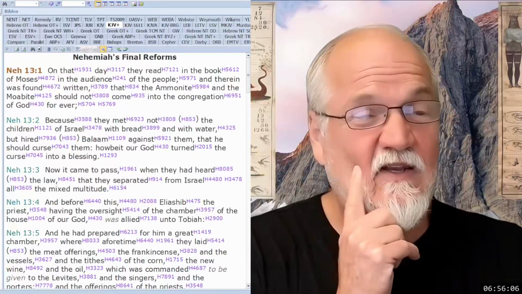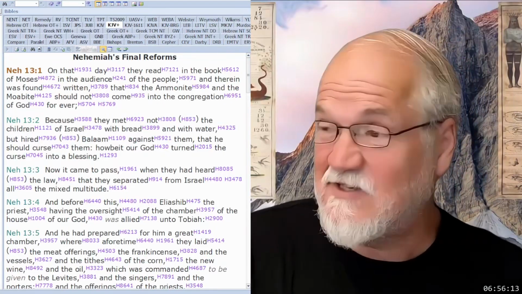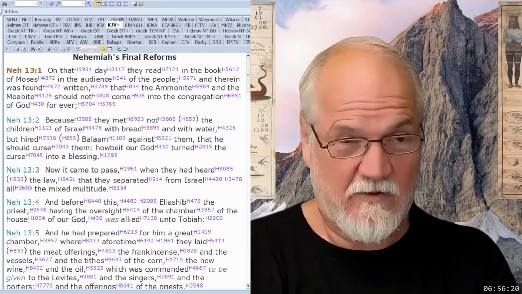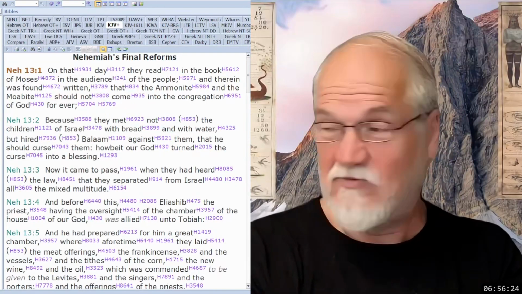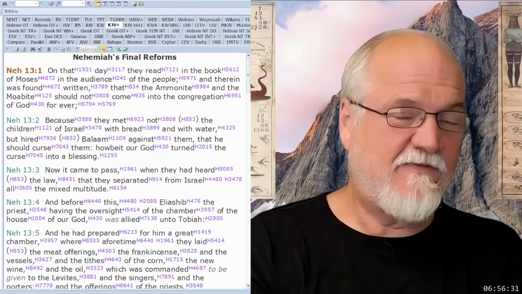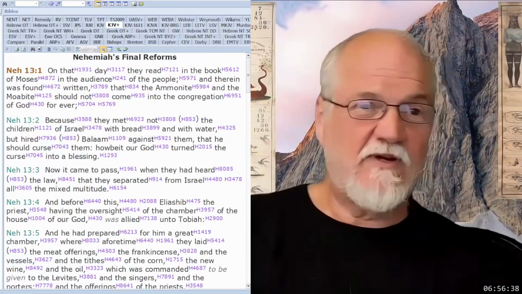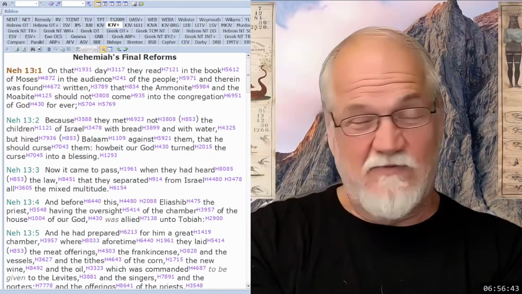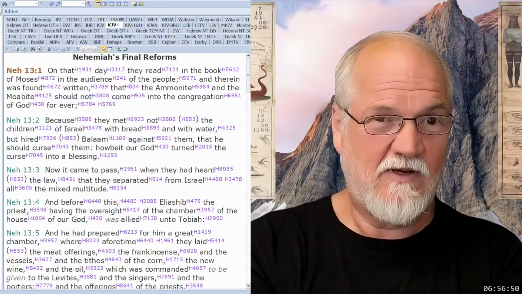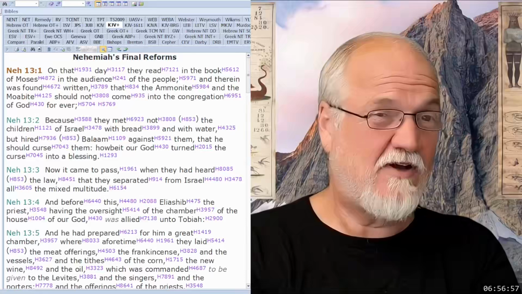Now then we have Nehemiah 13, which is a symbol of rebellion, 12 years later, and this is going to be 4,400 days after the book of the law was read in 444, right? We're saying that on that day they read the book of Moses, the first day of the seventh month. They're not referring back to 444, they're referring to 432. So in 432 BC, they're going to read the book of the law again, just like they did in 444. And this time when they read it, they find that the Ammonite and the Moabite should not come into the congregation of God forever.